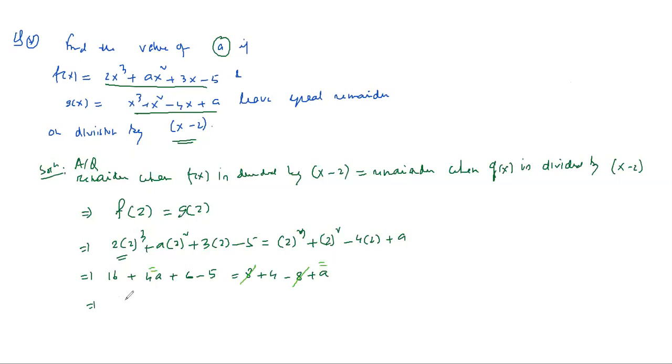If you take this a to the left side, you'll be getting 3a, and the rest you take to the right side. 4 is already here, then 16, and if you add, 20. First you subtract these two, that will be better. So it will be minus 17 on that side, so it will be minus 13. So the value of a will be equal to minus 13 by 3. Please check the calculation once.